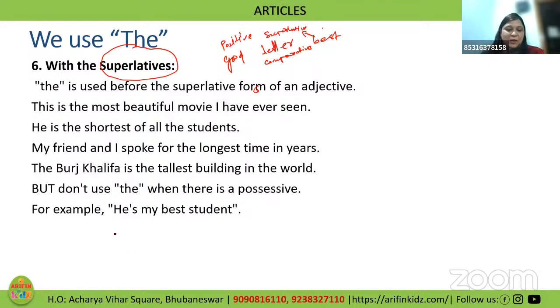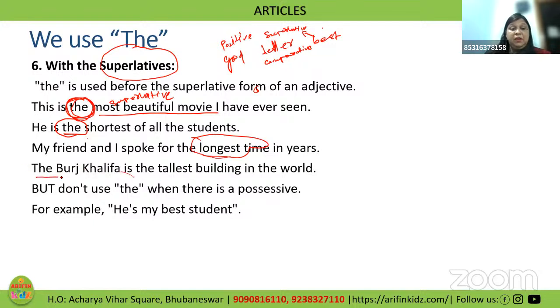No, Anshita. Okay. So see, here we are using, this is the most beautiful movie. Why? So make it a point and always remember that you are required to use the before a superlative degree. Right? The shortest, the longest.